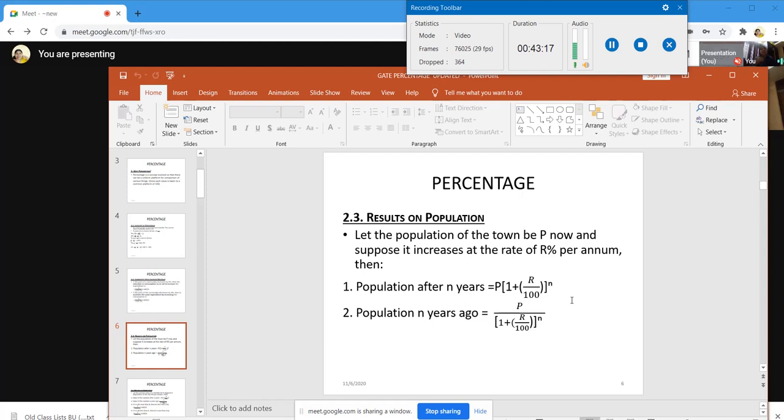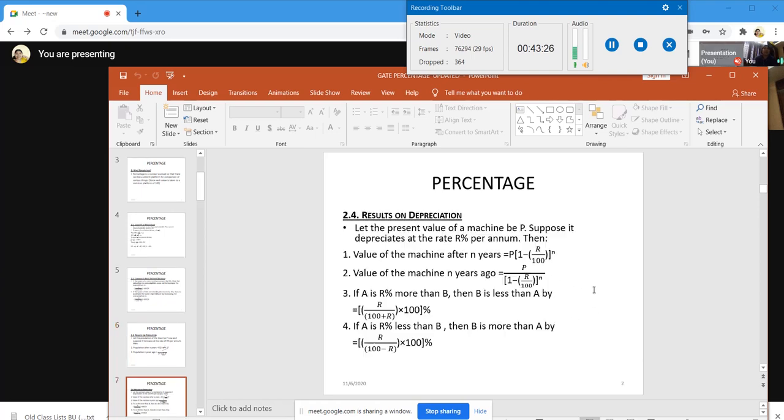Likewise, if they are asking years ago, for example, 5 years ago, 6 years ago, then how can we write this? P by 1 plus R by 100 into n. Okay, right. So there are so many formulas to use. Likewise, the value of a machine after n years, how can we calculate? P into 1 minus R by 100 into n. The value of a machine n years ago could be P by 1 minus R by 100 into n.